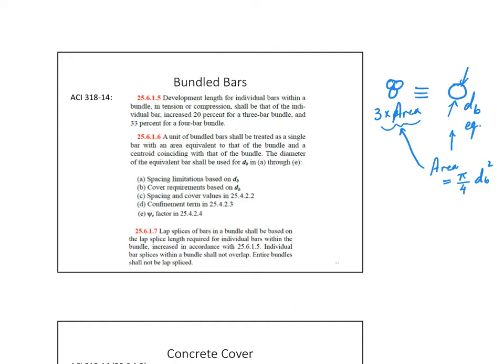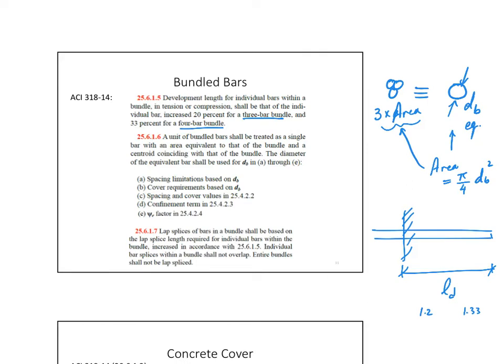Now, the development length, if we're developing the bar inside concrete, this is my concrete, that development length that I calculate when it comes to bundled bars, I have to increase it by 20% for a 3 bar bundle and by 33% for a 4 bar bundle. Okay? So I calculated L development and then I have to increase it. So I multiply it by 1.2 for 3 bars and 1.33 for the 4-bar bundle.